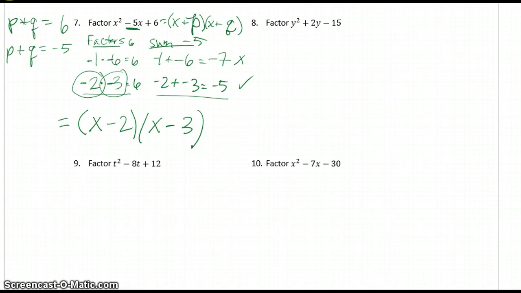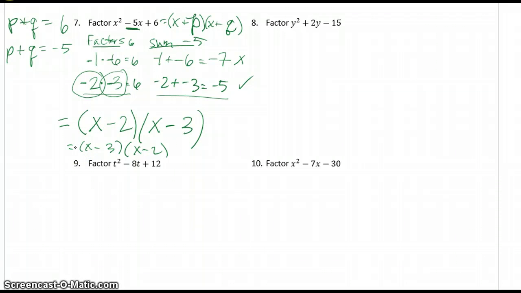Does it matter if you put the 2 or 3 first? What do you think? If I switch this and wrote it as x minus 3 times x minus 2, when I multiply it together, will I get the same thing? Yes, so it doesn't matter which way. These are equal.